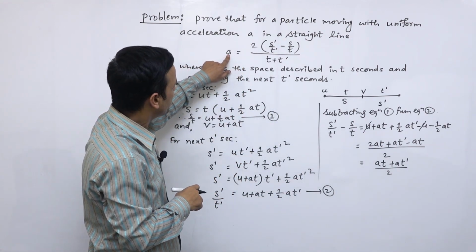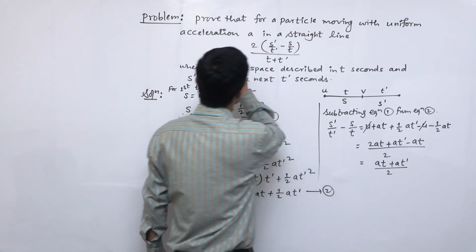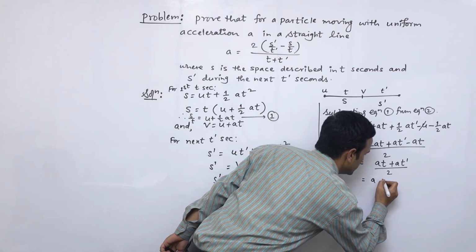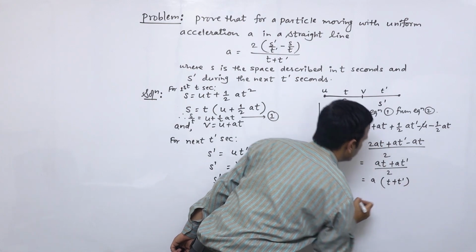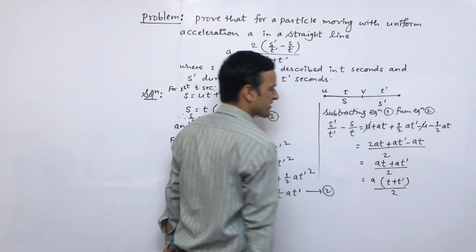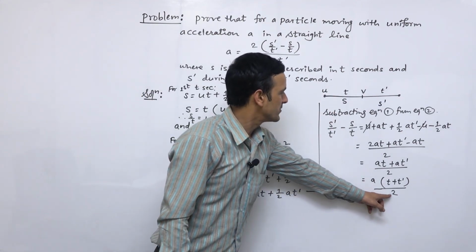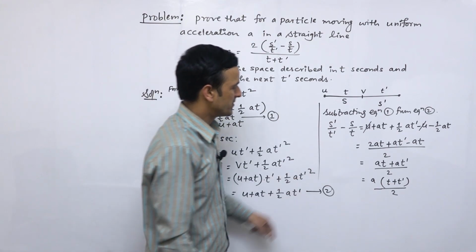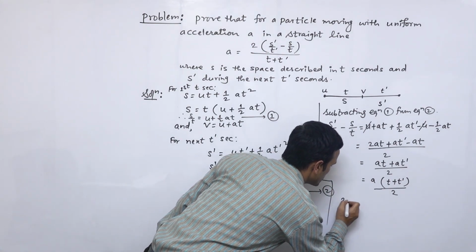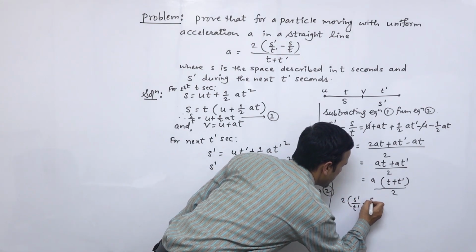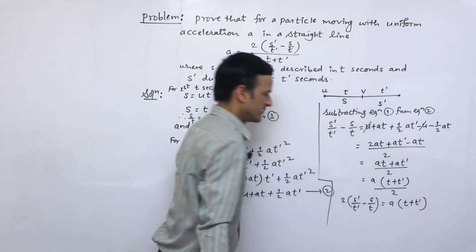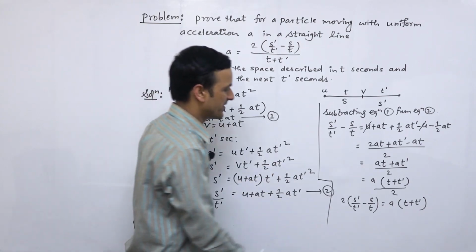We can separate the value of A from here because we are going to find the value of A. So A is common, (T plus T dash) divided by 2. A is common here, so this 2 is multiplied over here. If you multiply this one, then we get 2 times (S dash divided by T dash minus S upon T) is equal to A times (T plus T dash). So in this way we can find out the value of A.